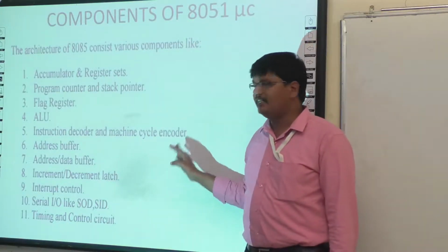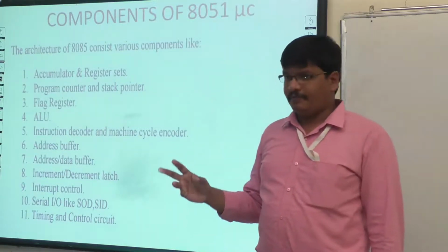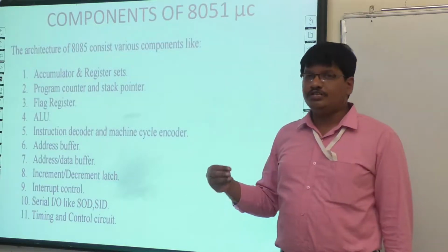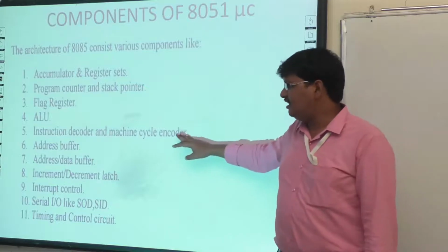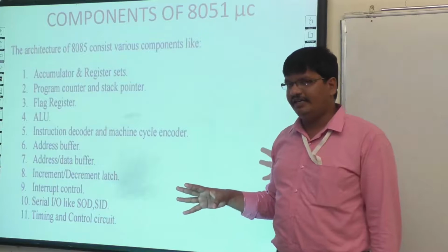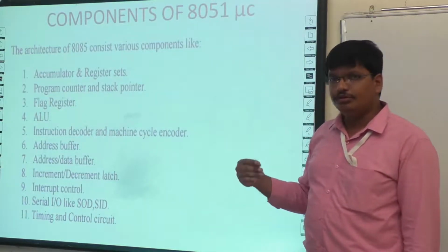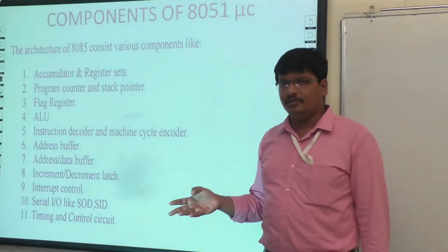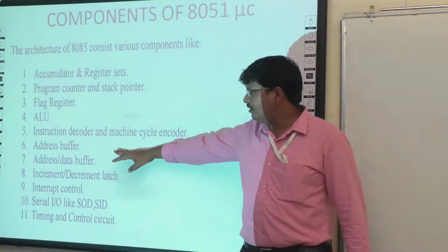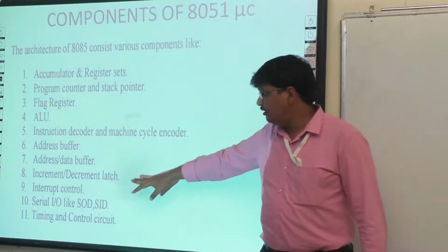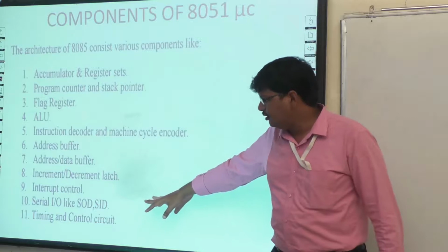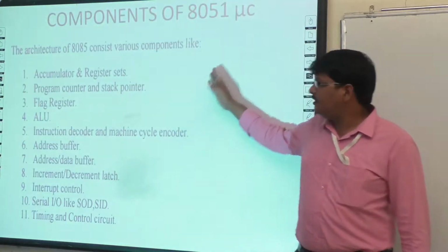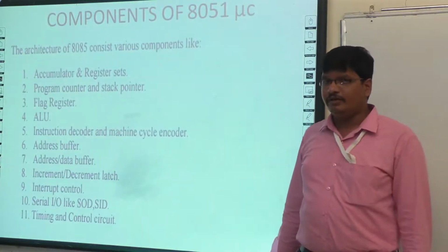The instruction decoder and machine cycle encoder are used to fetch the data from the memory unit, decode the data, and then execute it by the CPU. So majorly it is used for fetching the data from the memory unit, decoding the information, and then executing or acting upon the information. This is done by the CPU. Next are the address buffer, data buffer, address and data buffer, increment and decrement latches, interrupt control, serial input output like SOD, SID. Next is the timer and control unit. So these are all the major components listed in the case of the 8051 microcontroller.